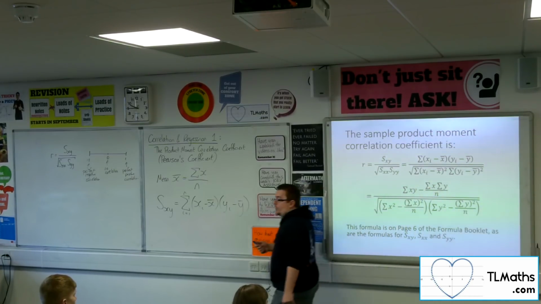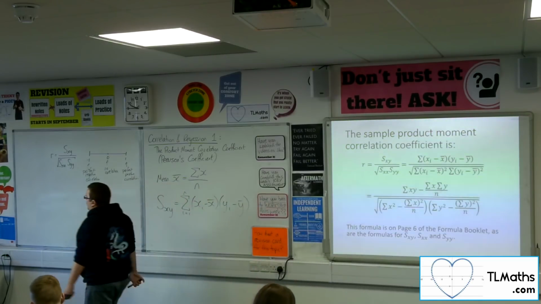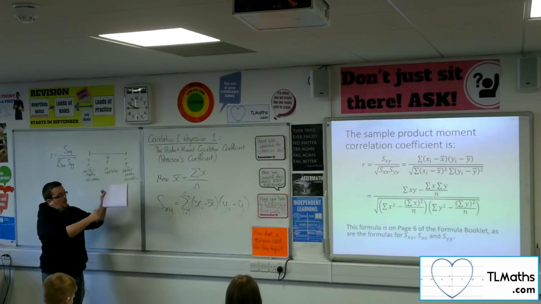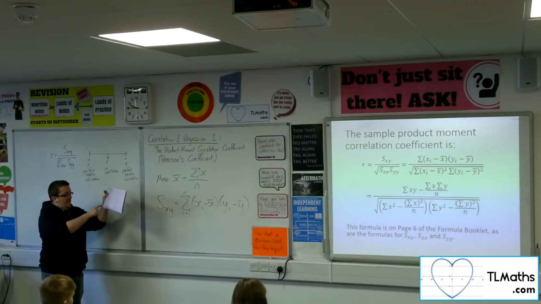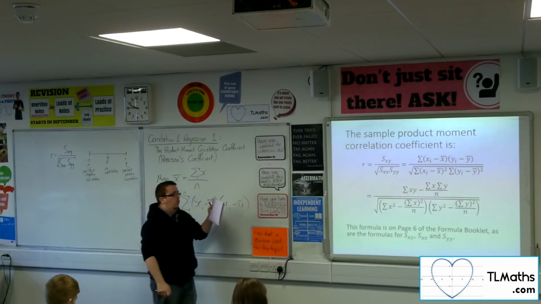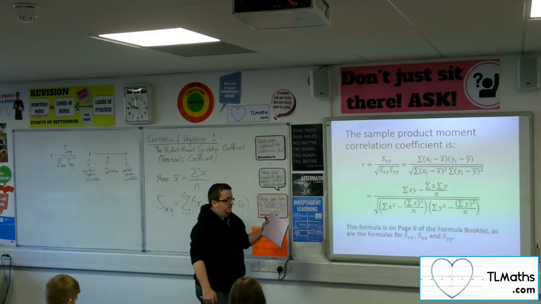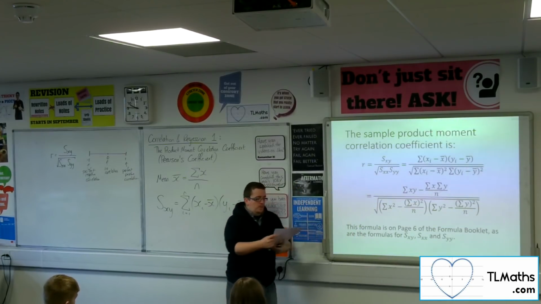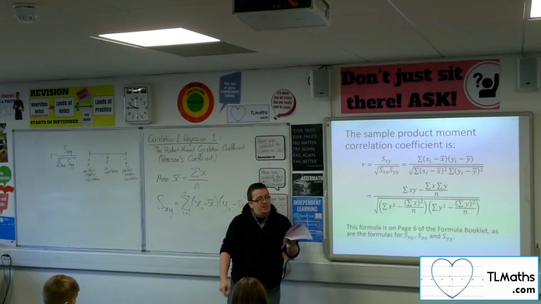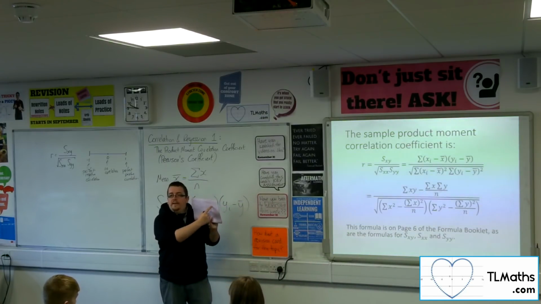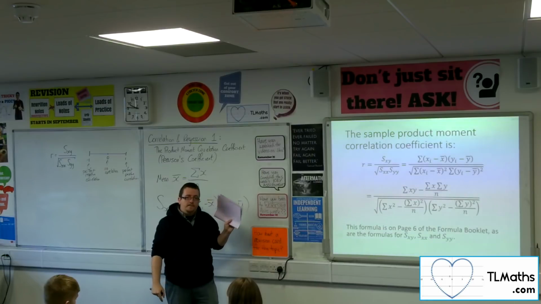If you've got your formula booklet with you, it's a good opportunity to have a look and see where it is. So page 6, bottom left, you've got the SXX, SYY, and SXY formulae. Top right, you'll see the product moment correlation coefficient, Pearson's coefficient. So it gives you the full formula, okay?